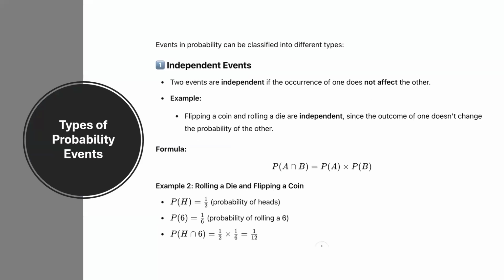Now let's move to the next part. Let's talk about types of probability events. But first, do you have any doubt so far? Okay, great. Let's move on. Events in probability can be classified into multiple types. There are four, and I'll explain them one by one.